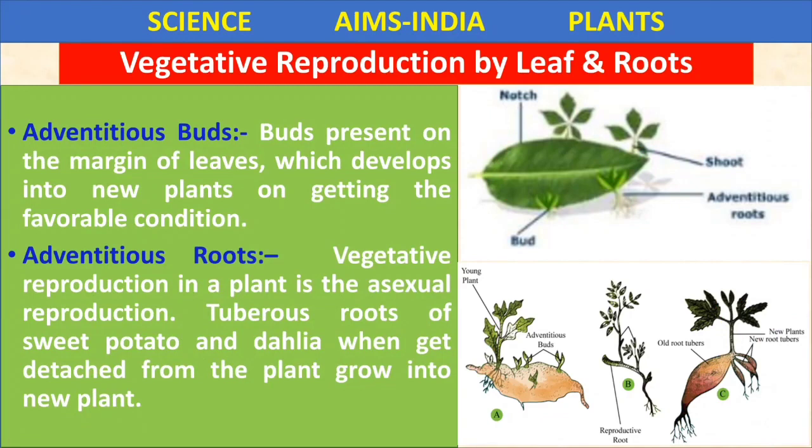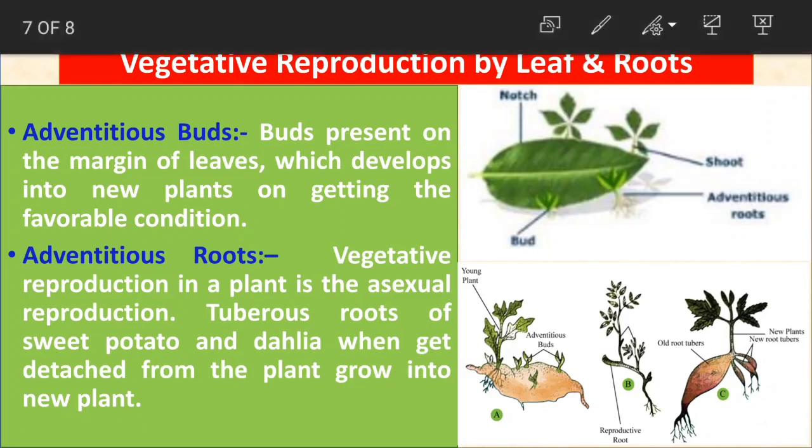Now we'll see the vegetative reproduction by leaf and roots. Until now we learned about how the stem and the nodes reproduce. Now here it is through leaf and roots. How did we learn that? We are having adventitious buds. Adventitious buds means which are present on the margin of leaves here. See in the picture as I explained. These are on the margin of the leaves and develop into a new plant. And what are adventitious roots, children?